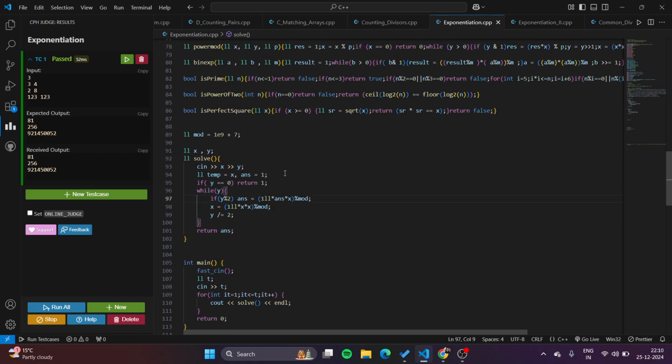So this is the code. I'm taking a temp equal to x because I don't want to change the variable x. That would be problematic for me. Okay, no, temp is not required. Why am I taking temp? Right, I don't think it's required, yeah.